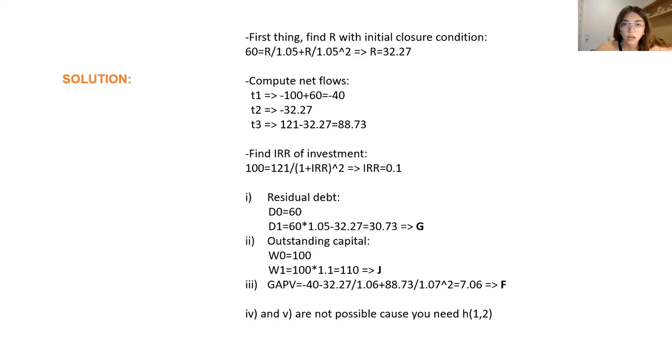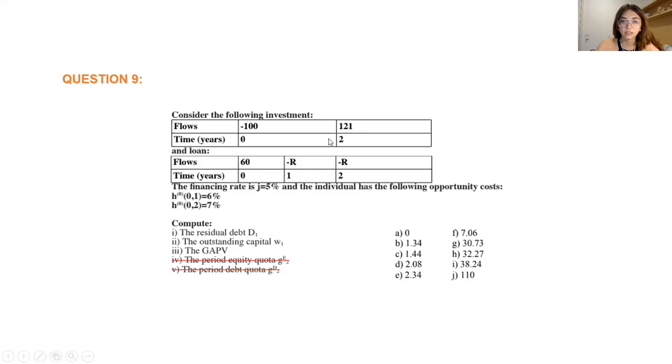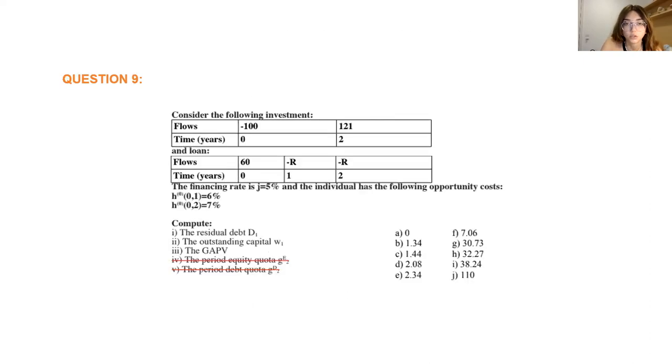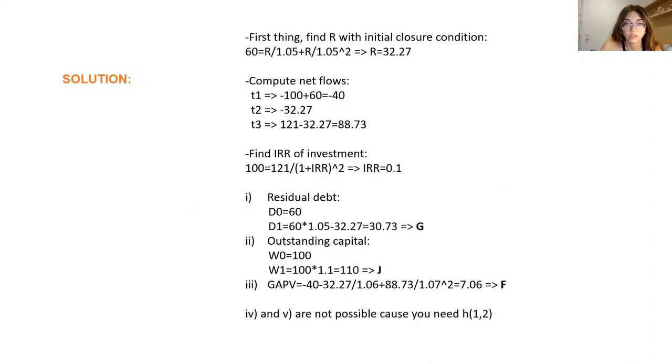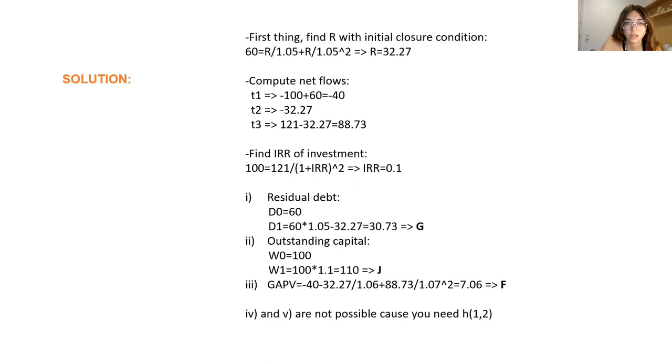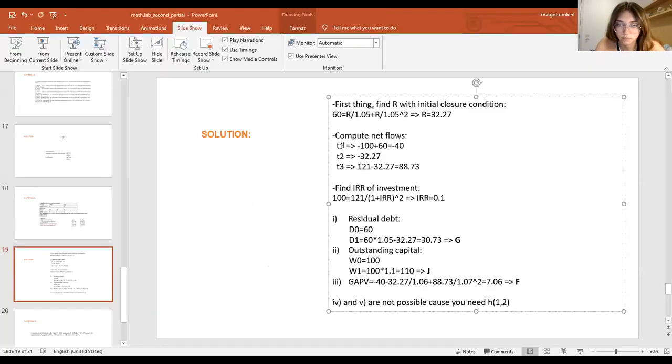Here, what you're going to do after that is compute the net flows. So at T1, what happens? At T1, you're going to have minus 10 plus 60. So you're going to have a total net flow of minus 40 euros. Then, here instead of doing 0, 1, 2, I did 1, 2, 3. Let me change it because otherwise it's going to be confusing. Sorry guys, I meant 0, 1, and 2.